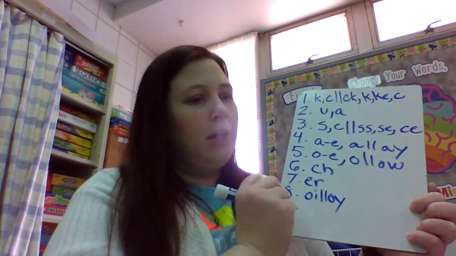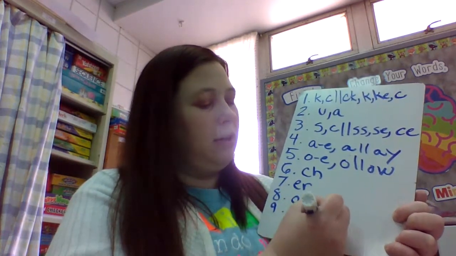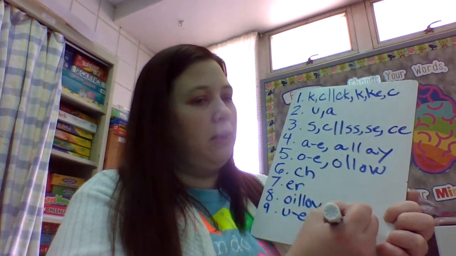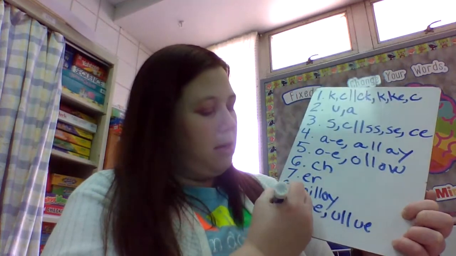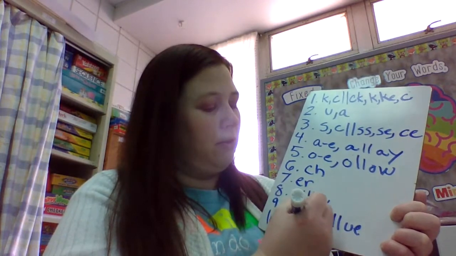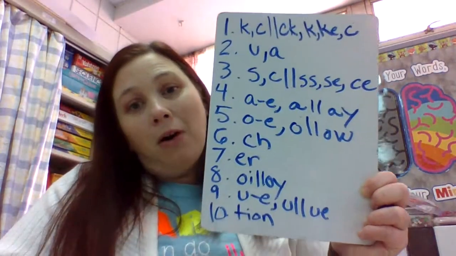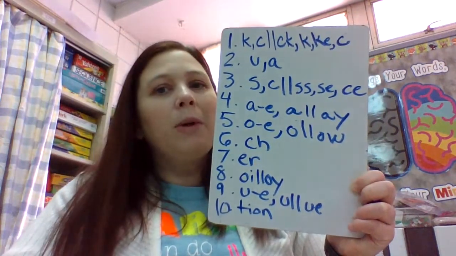Number 9, we have U. So that's U, consonant E, comma, U, or as a final sound, UE. And number 10, we have shun. That's that final stable syllable, TION. Make sure you pause and have all of these down before we move on.